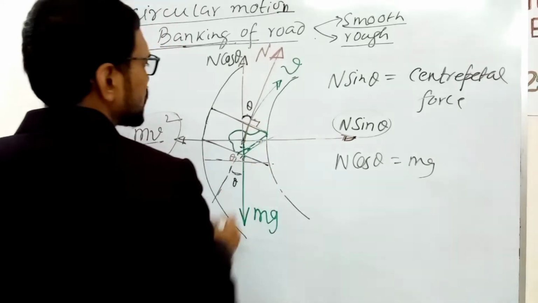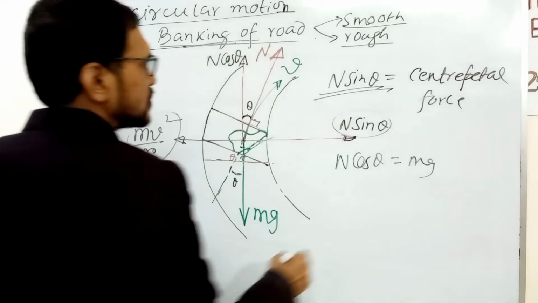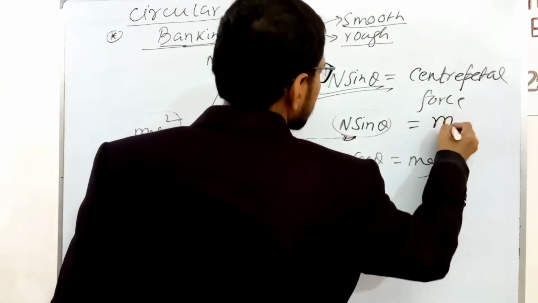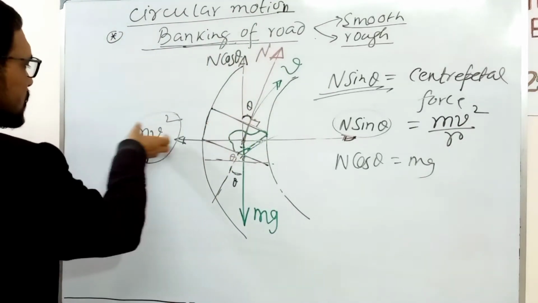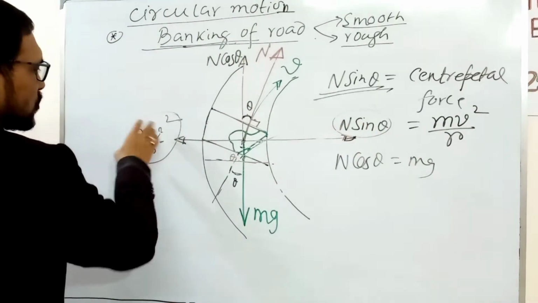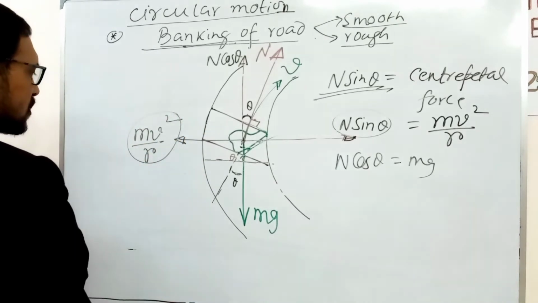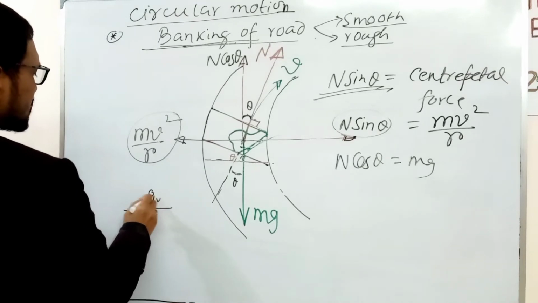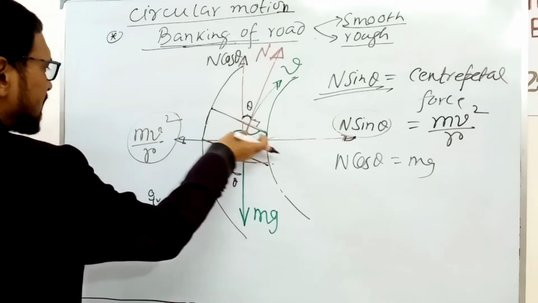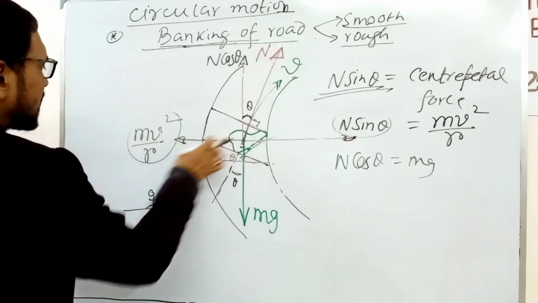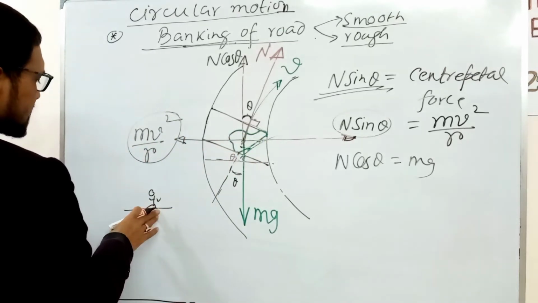So which force provides the necessary centripetal force? This force provides the necessary centripetal force. So N sin theta will be the centripetal force, mv square by r, or you can assume that N sin theta balances the centrifugal force. Centrifugal force is a pseudo force, so we cannot realize this force from the ground. If a man is sitting in the car, then he can realize that an outward force acts on the car. So this force is a pseudo force from the inertial frame of reference.